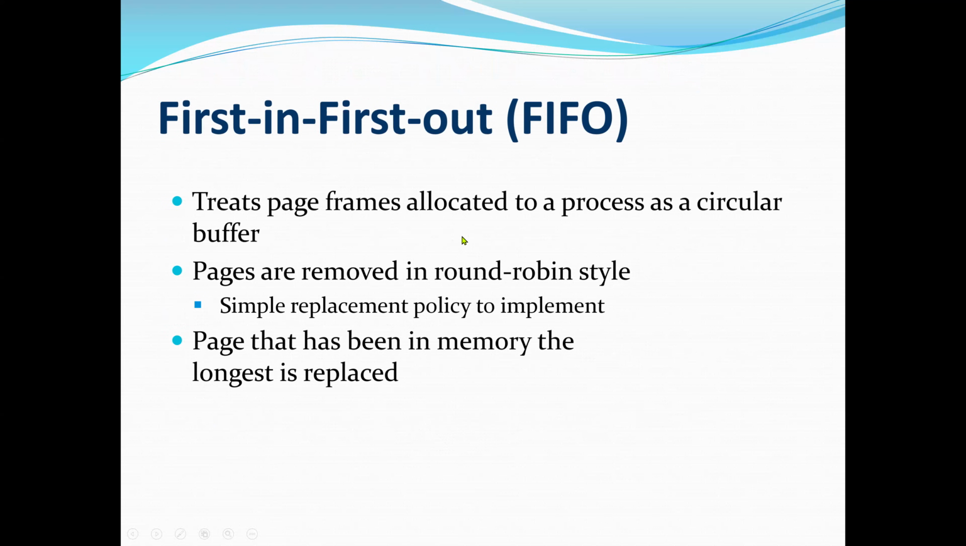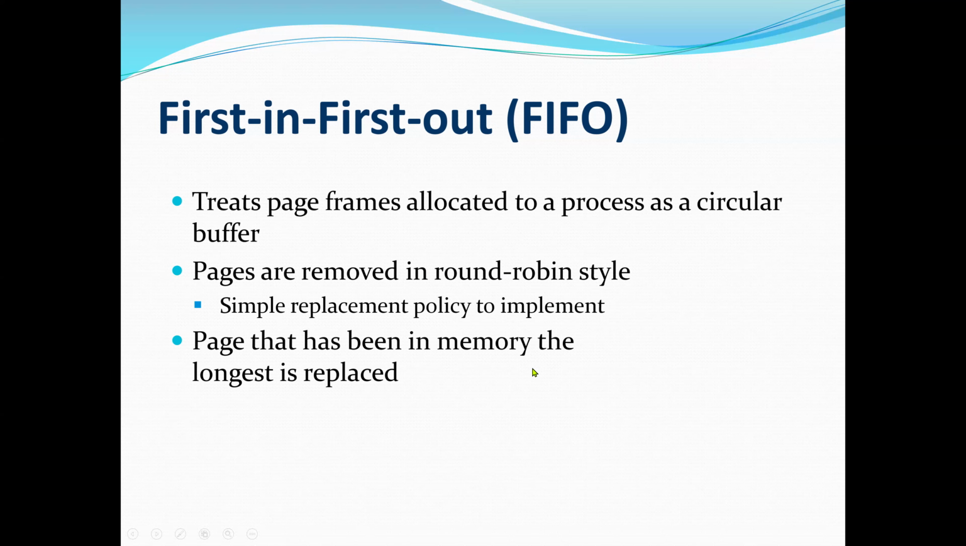The next one is the first in, first out policy, which treats the page frames allocated to a process as a circular buffer. And this concept we discussed in the data structure class, the circular queue. So the first in will be the first out. The pages are removed in a round-robin style. All that is required is a pointer that circles through the page frames of the process. So this is therefore one of the simplest page replacement policies to implement.